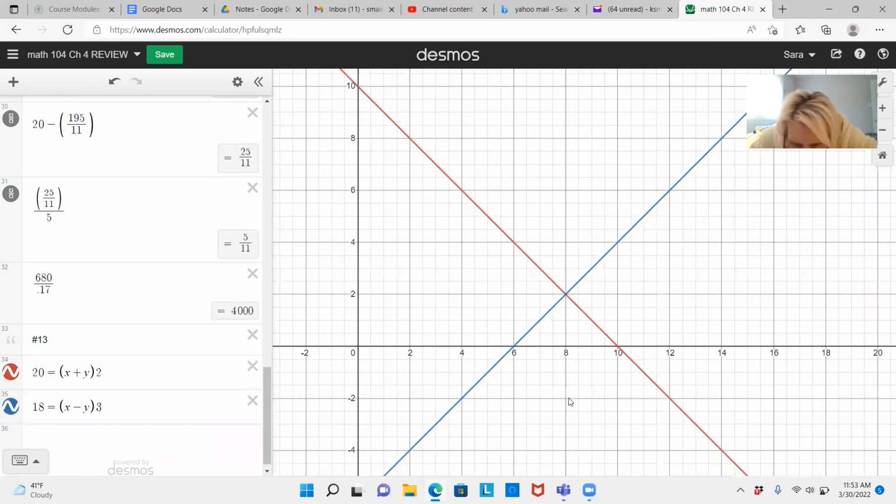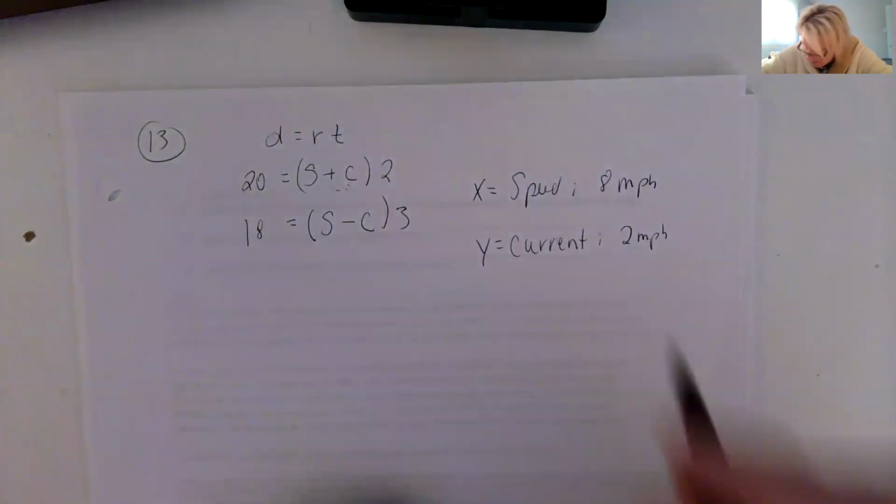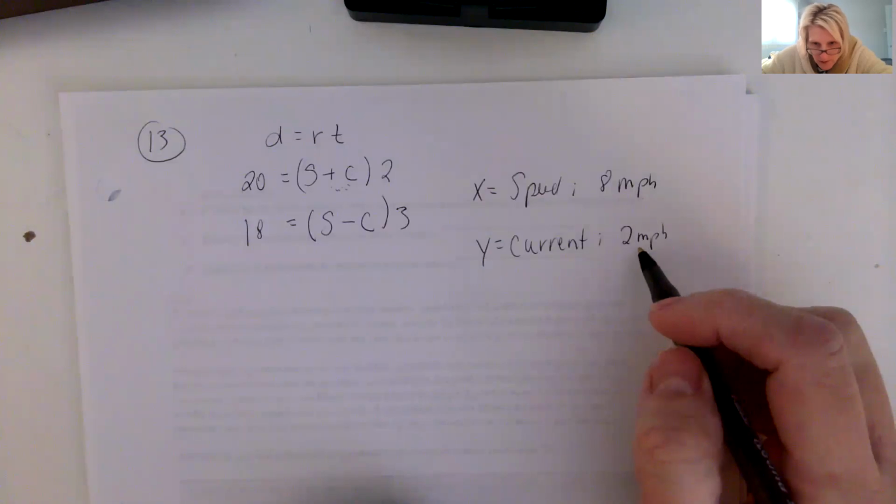And then we're going to go up to where they cross. So they cross at X equals 8 and Y equals 2. So X is the speed and Y is the current. So the speed is 8 miles per hour and the current is 2 miles per hour. Take you back to my paper so we can see how I typed that. So the speed is 8 miles per hour and the current is 2.